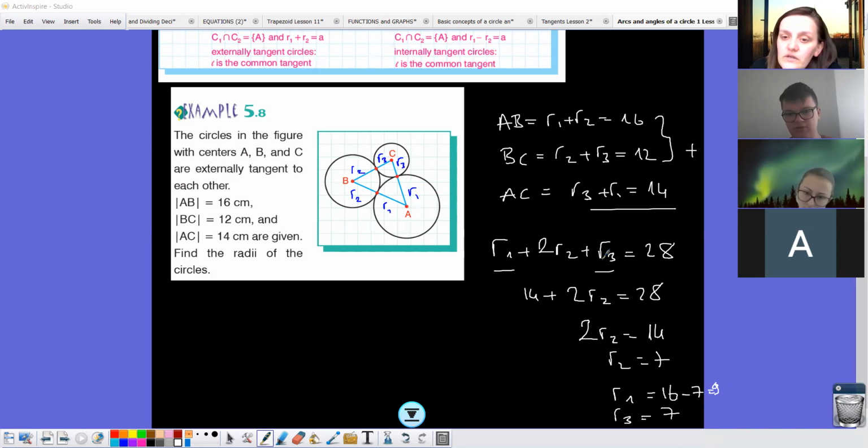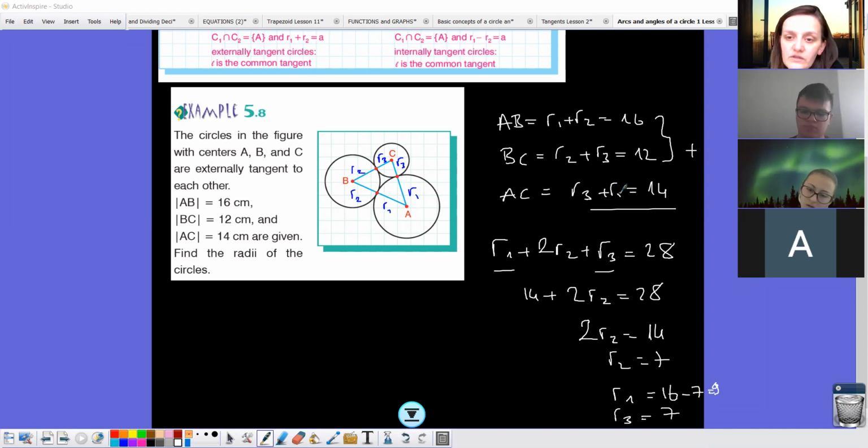28, R1, R3, R1, R3, AC, 14. 14. Okay, we took to the other side. It's 14 again. Divided by 2, 7. R2, 7. R3, 3. But here, there is a problem. R2, 7. R1, 9. Okay, it works.